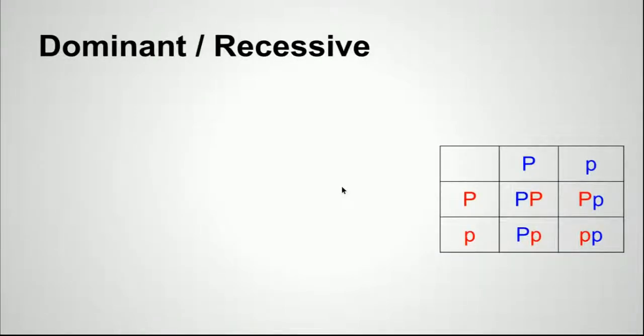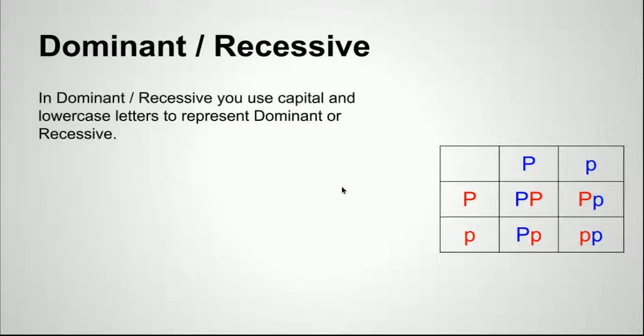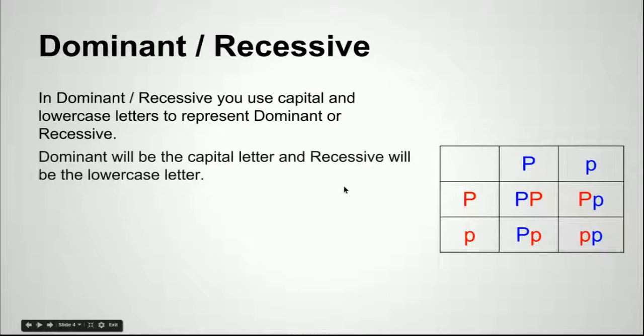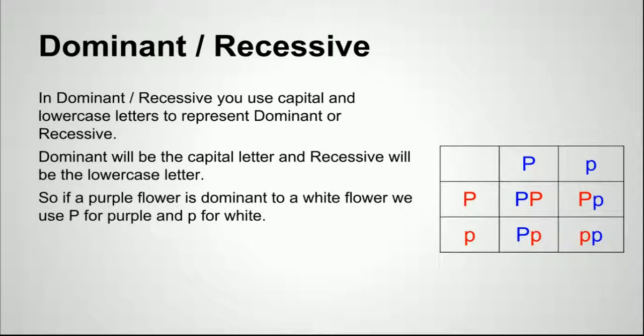So on dominant recessive, you're going to use a capital letter and a lowercase letter. The capital letter is going to be for the dominant, and the recessive will be the lowercase letter. So if you're using a purple flower as a dominant factor and you have a white flower, then you're going to use capital P for purple, and you're going to use lowercase p for white.